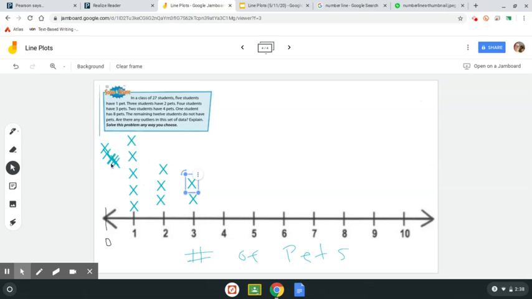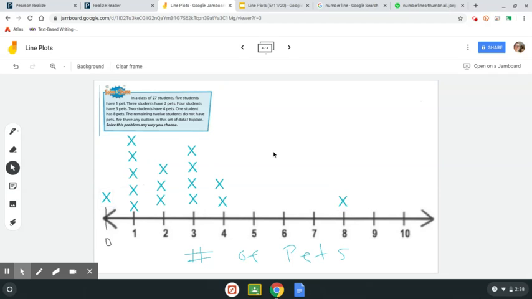So each X represents a student. Okay? 2 students have 4 pets. And then 1 student has 8. The remaining 12, okay, they don't have one.